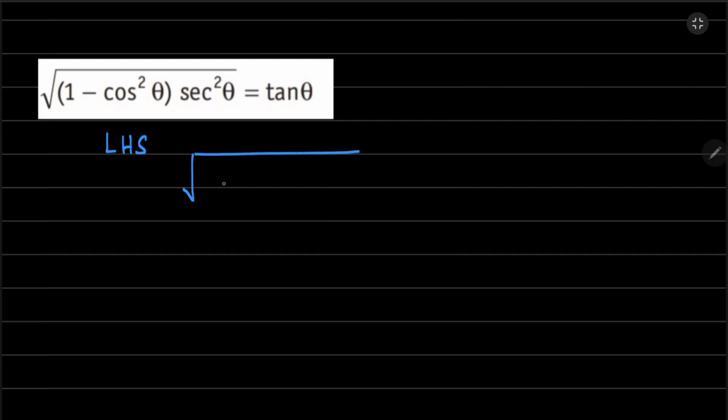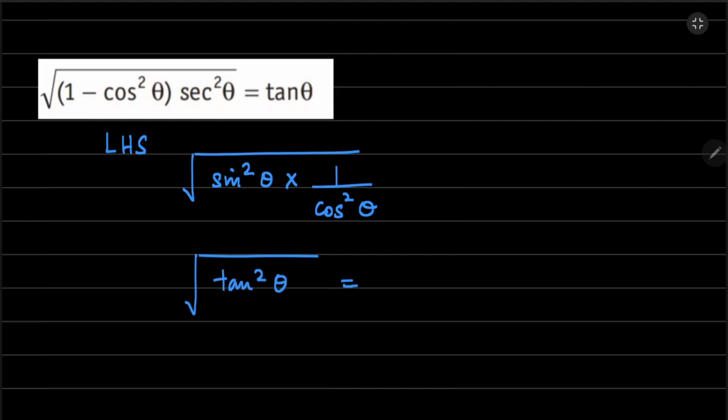So square root of 1 minus cos square theta. What is 1 minus cos square theta? It is sine square theta. Sine square theta multiplied by secant square is nothing but 1 by cos square theta. Okay, so you have within the square root sine square by cos square. So what is sine square by cos square? It is tan square theta. And square root of tan square theta is nothing but tan theta.